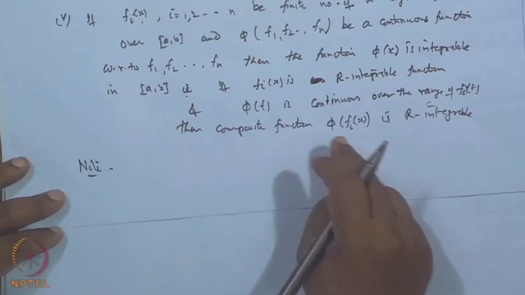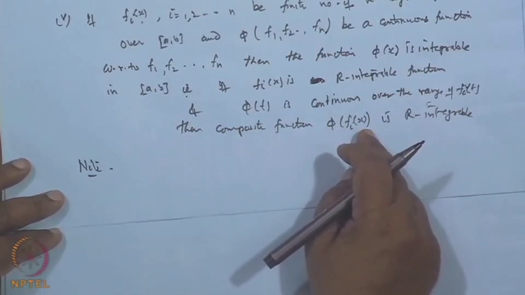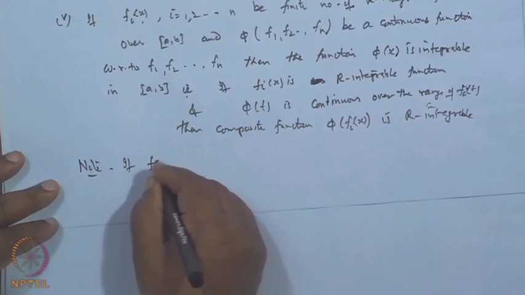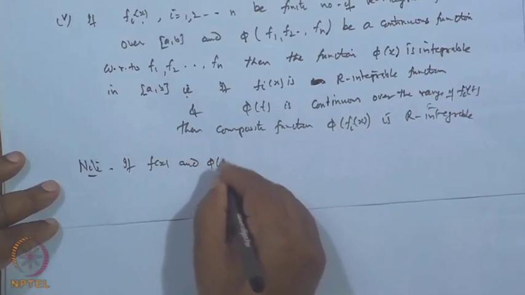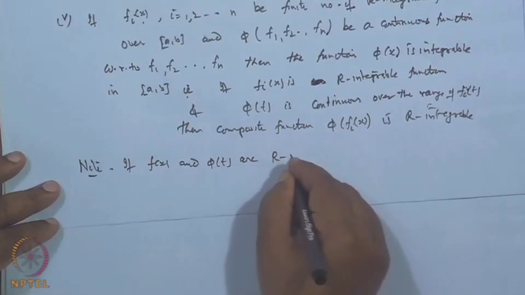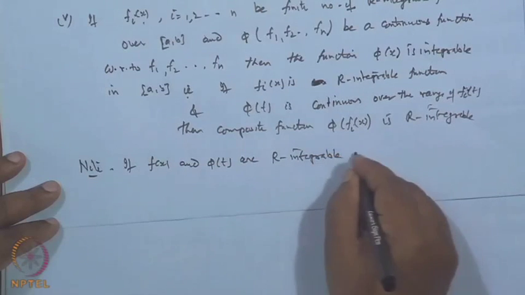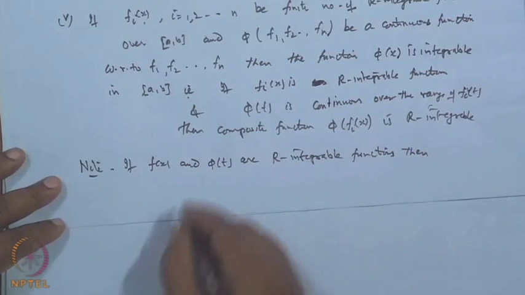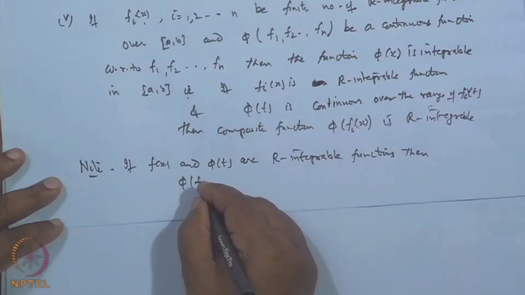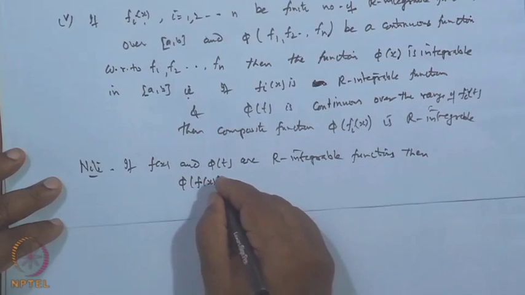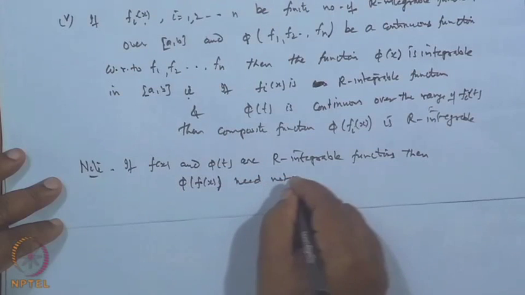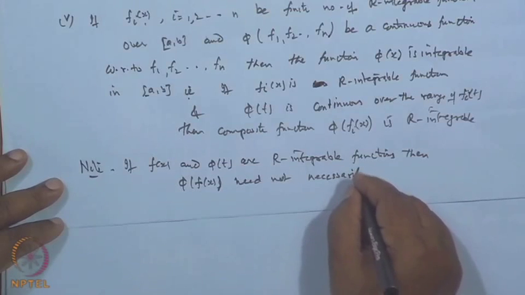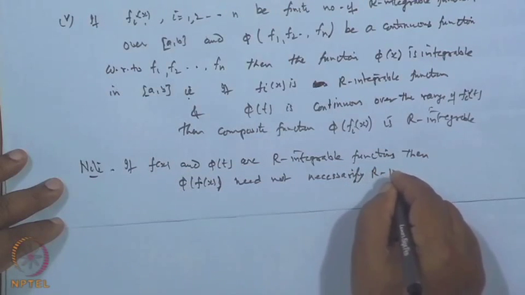if suppose f is Riemann integrable, phi is also Riemann integrable, then there is no guarantee that phi of f will remain Riemann integrable. Okay. If f(x) and phi(t) are Riemann integrable functions, then phi of f(x) need not necessarily be Riemann integrable.